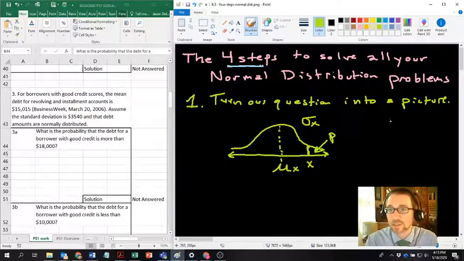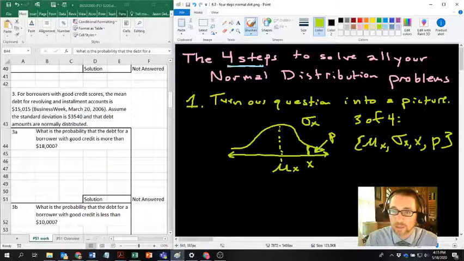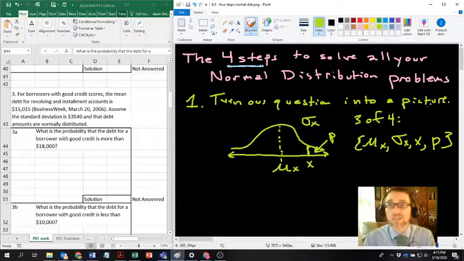There are 4 of these things that we'll get. The question will always give us 3 out of the 4 if it's a normal distribution: mu, sigma, x, where x is some value of whatever the variable is we're measuring. In this case, it's debt in revolving installment accounts, to be precise, and p. So you always get 3 out of the 4 of these variables, and then the question is, what is the 4th?